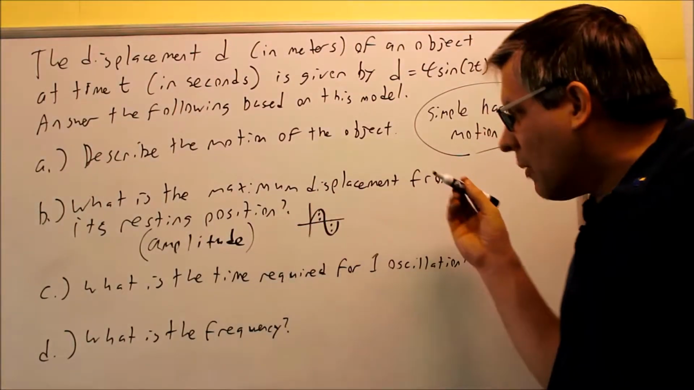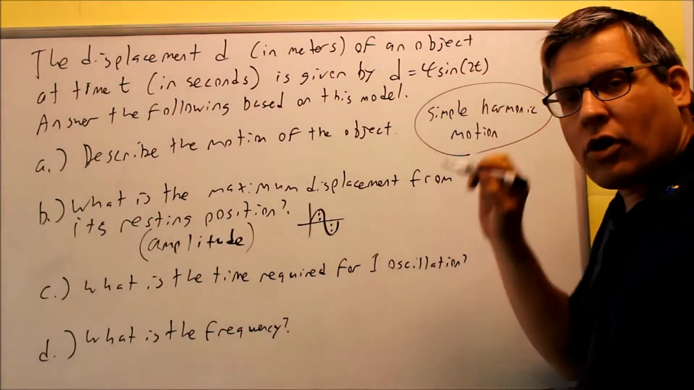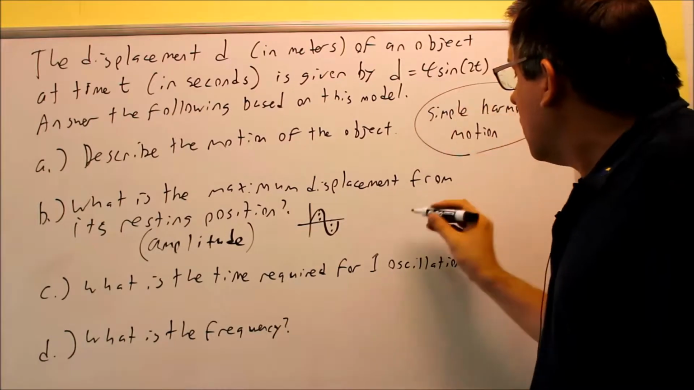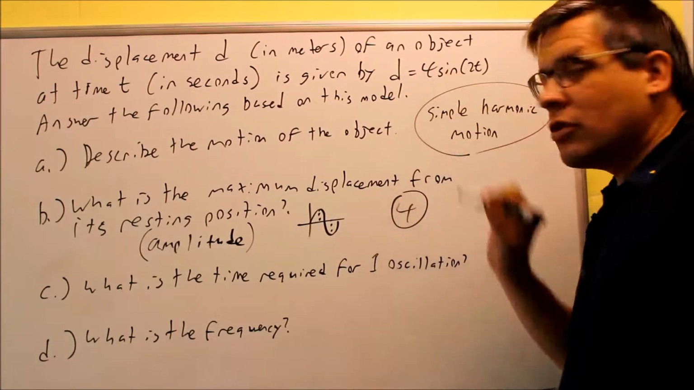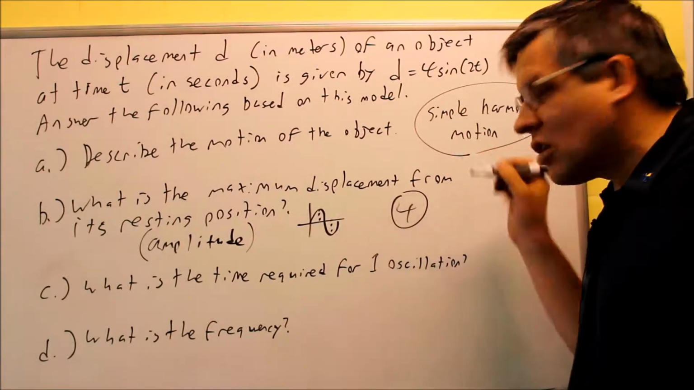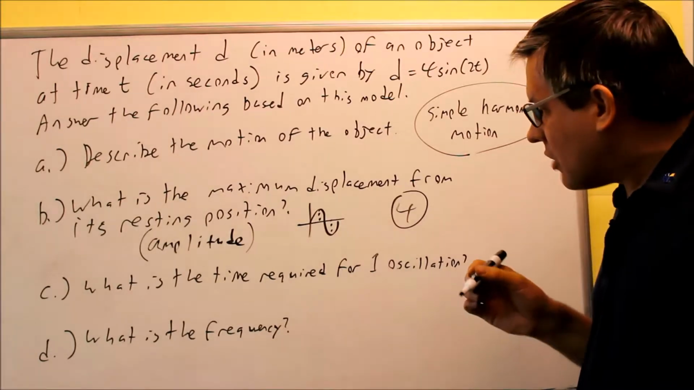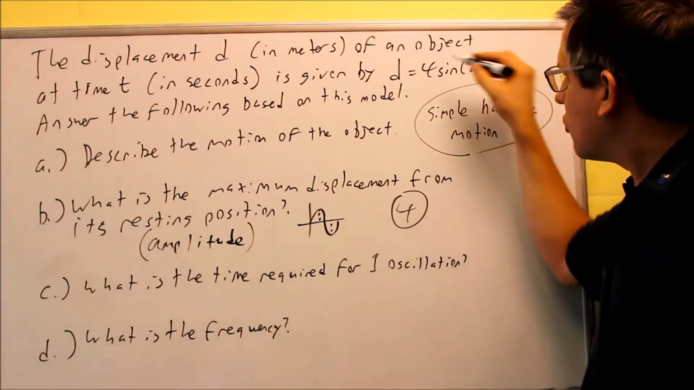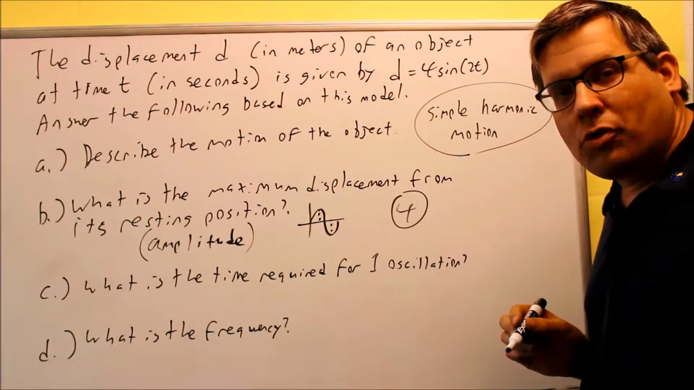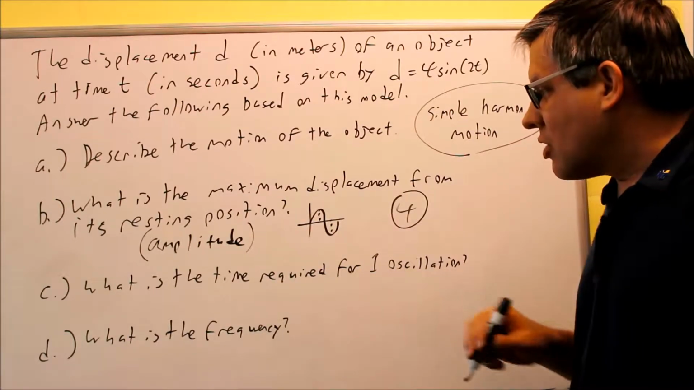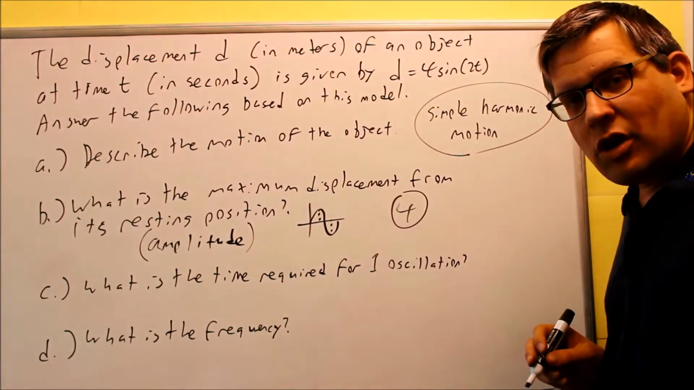So the amplitude, all we're going to do is read it off of our formula here, and that's going to be the number in front of the trig function. That's 4. So that's all you have to do here. You just have to recognize that it's asking you for amplitude, and we just read it directly off of the formula itself.